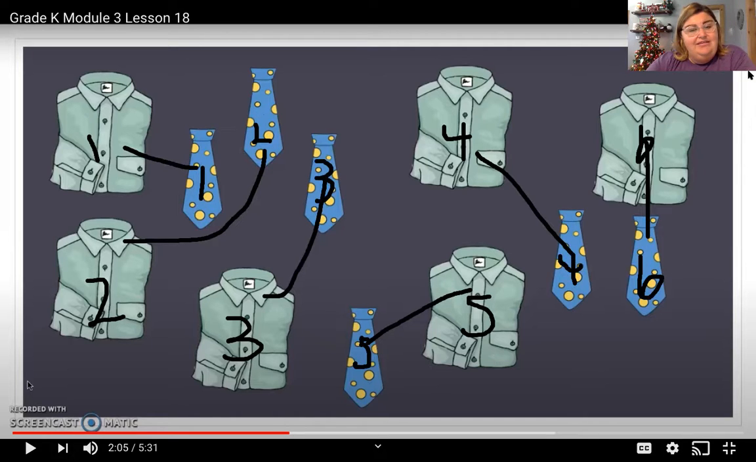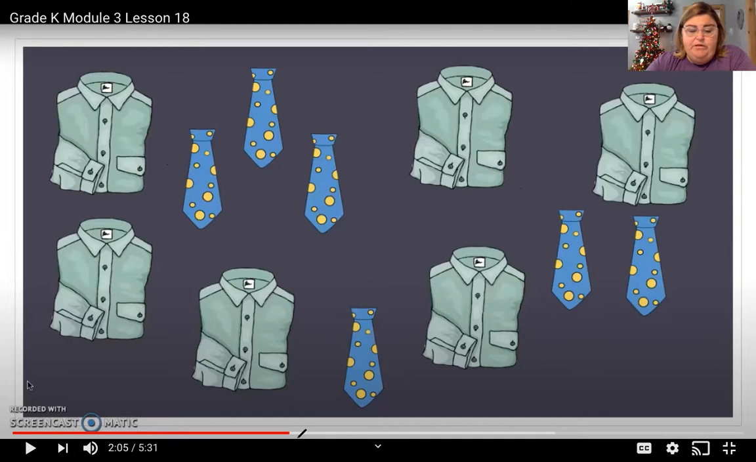So unlike the piggy banks, where we did not have the same, right? We had more piggy banks than we did coins. But with the shirts and ties here, we have the same amount. That means every one of these shirts is going to get a tie. It's the same amount, okay?